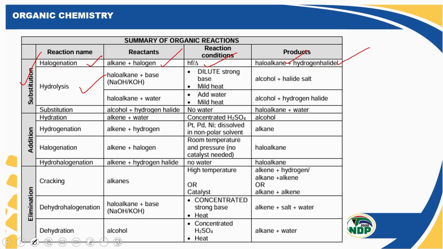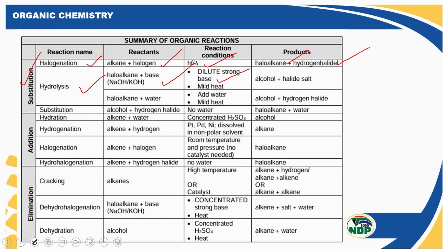Reaction number 2 under substitution is your hydrolysis, where you are reacting a haloalkane and a base. And obviously, for the reaction condition, that base is a strong base, but it's diluted. And the heat there has to be a mild heat. As products, you get an alcohol and your halide salt. And lastly, you look at your haloalkane reacting with water. So the condition is that you are adding water into that haloalkane, and the heat has to be a mild heat. You get alcohol as a product and your hydrogen halide.